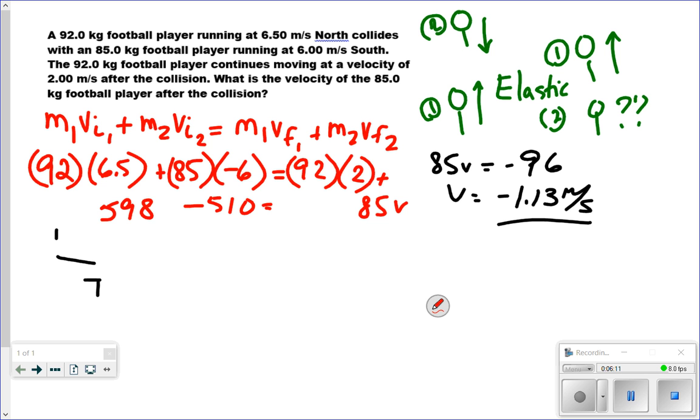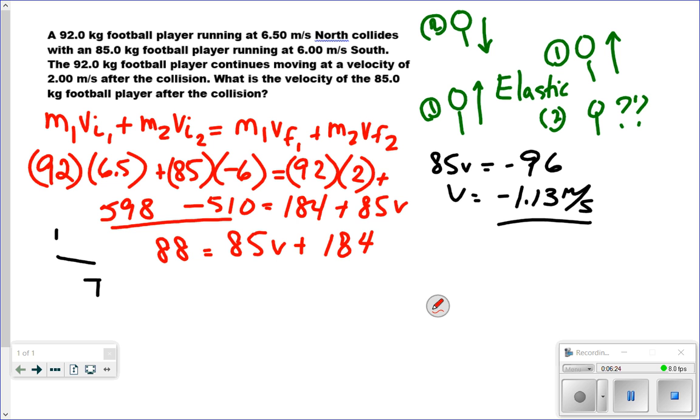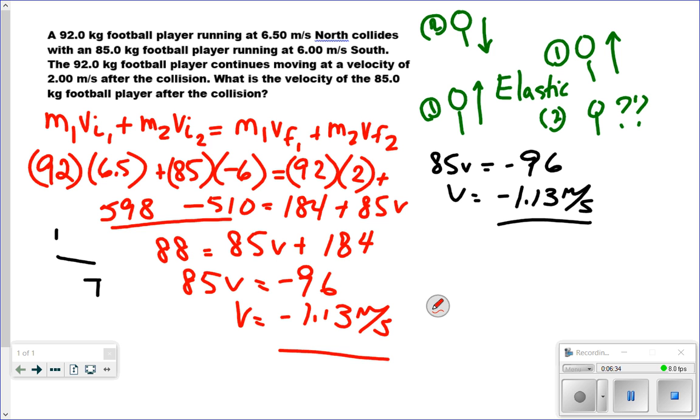Equals 184 plus, and I'm going to combine this, of course. This should be looking pretty familiar. So I end up with, again, 85v equals negative 96, v equals negative 1.13 meters per second. Regardless of how you solve it, show your work, label your answers, and I will see you soon.